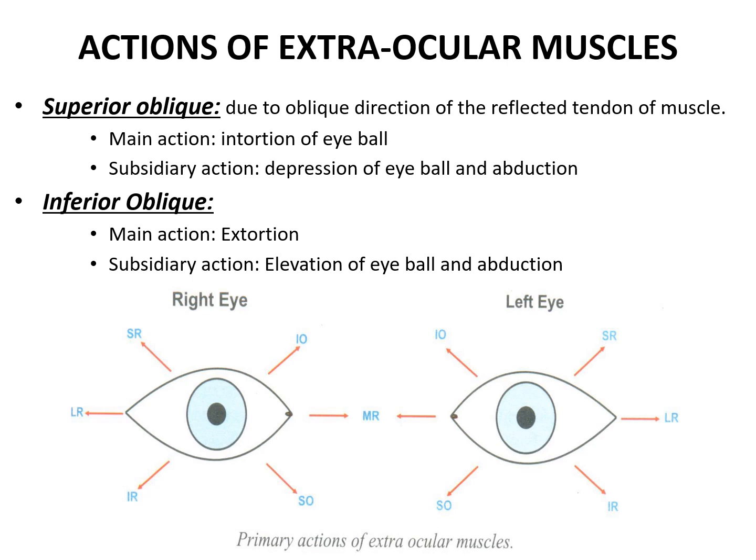Similarly, the inferior oblique also has three actions. The main action is extorsion. Once again, extorsion is the movement in which the 12 o'clock moves outward. And the subsidiary actions are elevation of the eyeball and abduction.